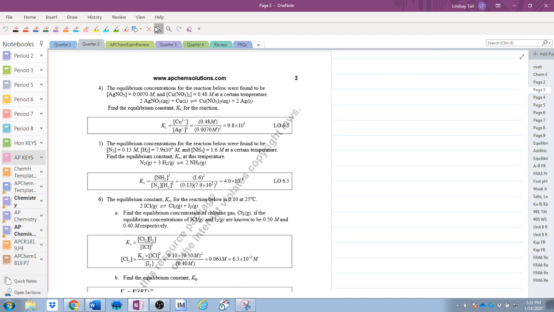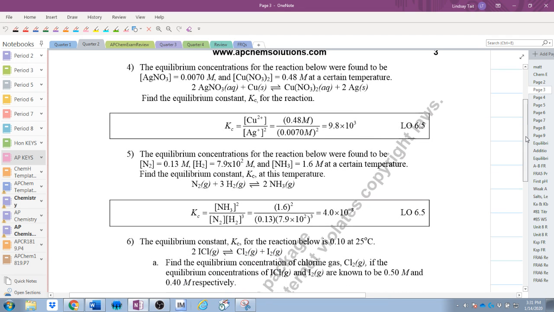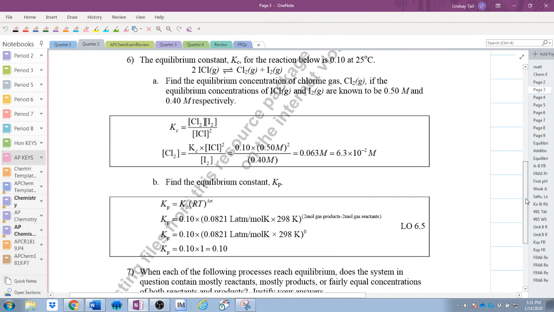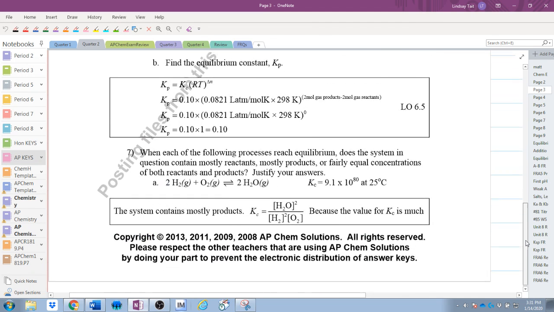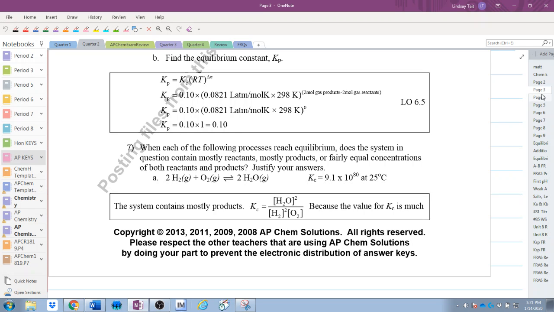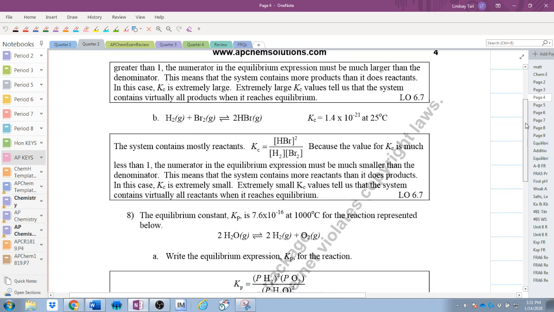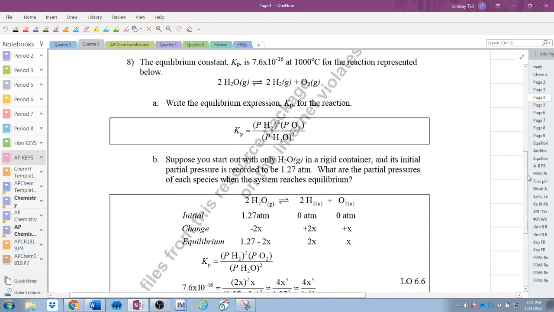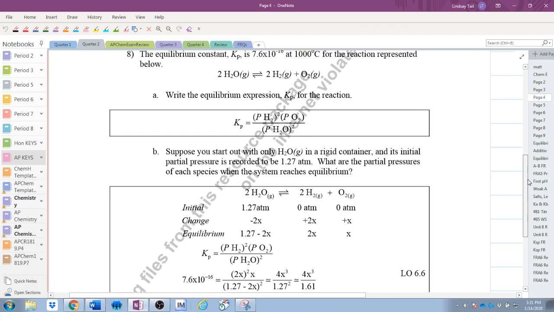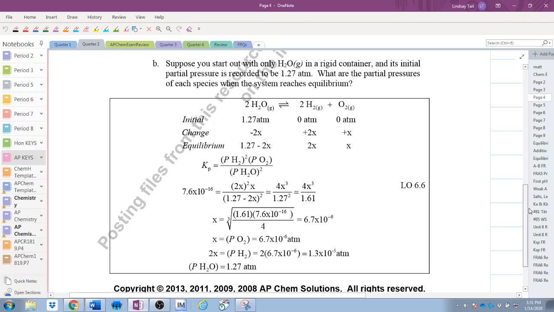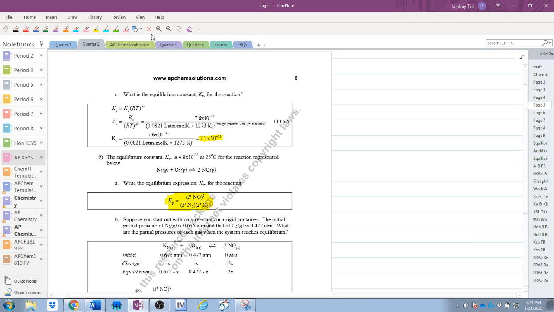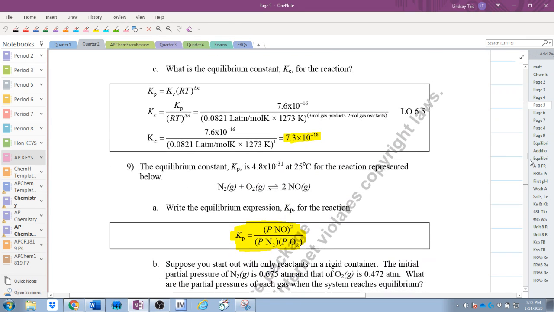Then we have number 4 and 5. There's number 6, A and B. B would not be relevant to your exam. Here's A of number 7. Looks like there's the rest of number 7. And then here's B. Number 8A. 8B. 8C.